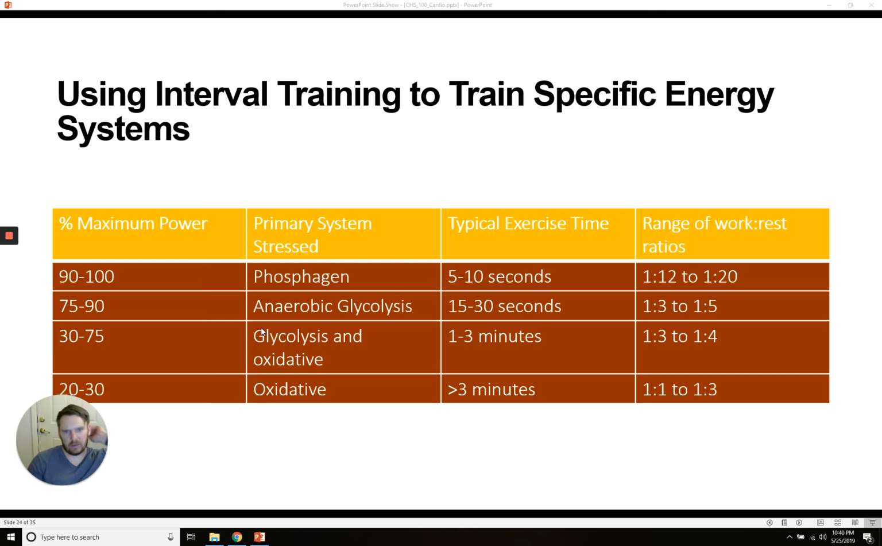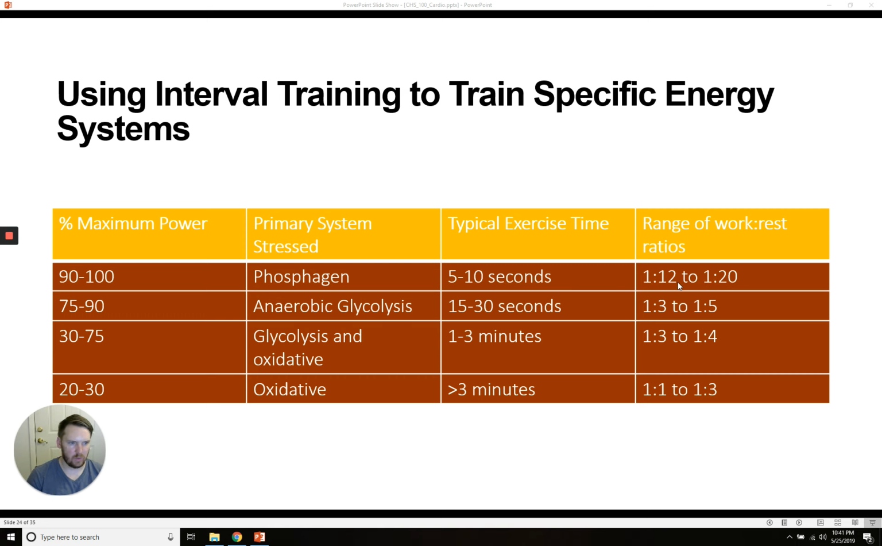So this chart here looks at using interval training to train specific energy systems. So we have three main energy systems in the body. We have the phosphagen system. We won't go too much into detail, so don't worry too much about this if you haven't learned this yet. But the phosphagen system is where we use phosphocreatine as a substrate. Usually the first 5 to 10 seconds of when you start working out, use this system.